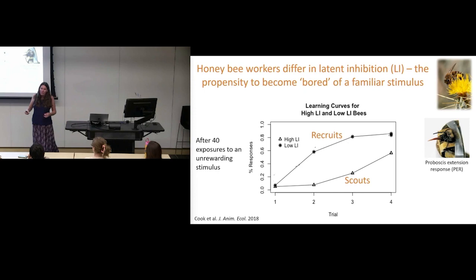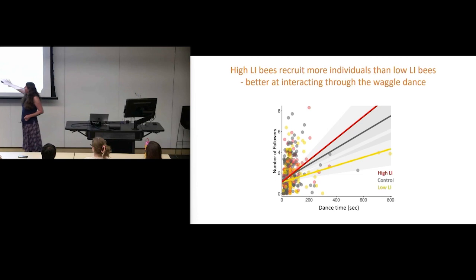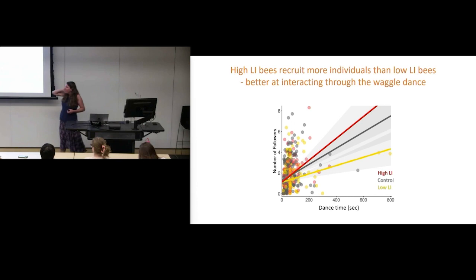Moreover, we found that this latent inhibition behavior is linked to how well individuals interact with one another. So probably most of you know that honeybees interact with each other through this elaborate dance. And so we went and looked at the dances of the high LI and the low LI bees inside the nest. And what we found was that if we look at these high LI bees in red and low LI bees in yellow, the more they dance, the longer they dance, the more followers they will have. So the more excited the bees in the hive will be and kind of will follow them and go out. But it turns out that the high LI individuals are much more efficient at recruiting their nest mates to flowers outside, to food outside the nest, compared to the low LI.